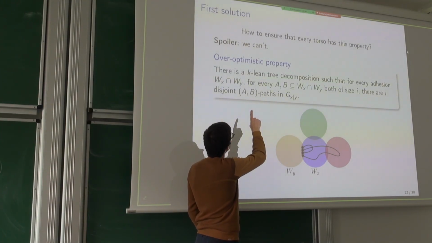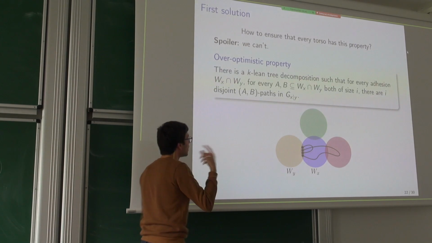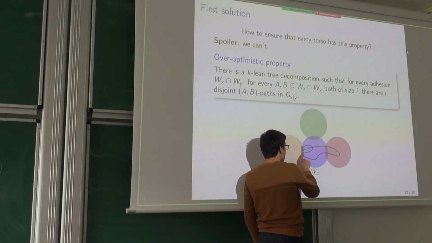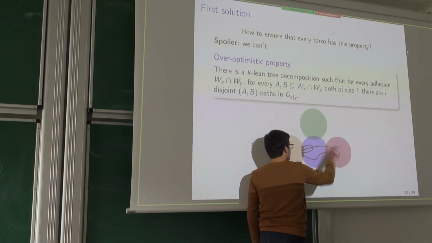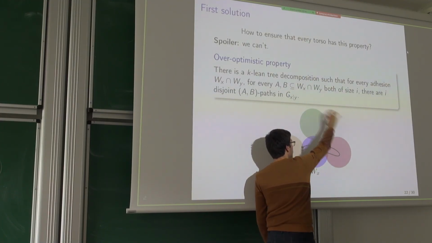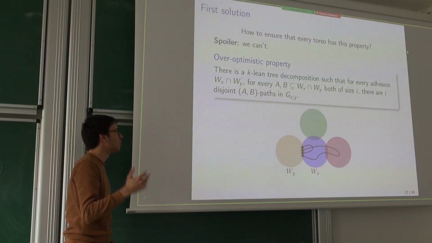Actually, there is a k-lin tree decomposition, so every bag is well connected as before, with an additional property, which is that every adhesion is well connected on one side of the graph, on one side of the adhesion. So when I take two different subsets of my adhesion, I can find a linkage between them only on this side. So I cannot always find a tree decomposition like that, but almost.